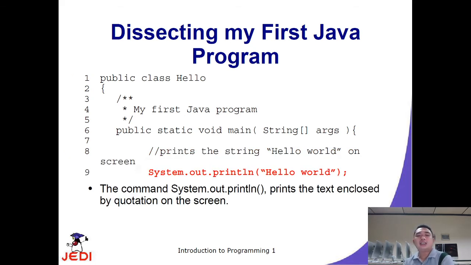The next line is the system.out.println hello world. We enclose it in double quotes and then a semicolon. So the command system.out.println means that whatever text is enclosed in those parentheses, in the quotation, will be printed or displayed in the output. So in the output, it will print hello world.